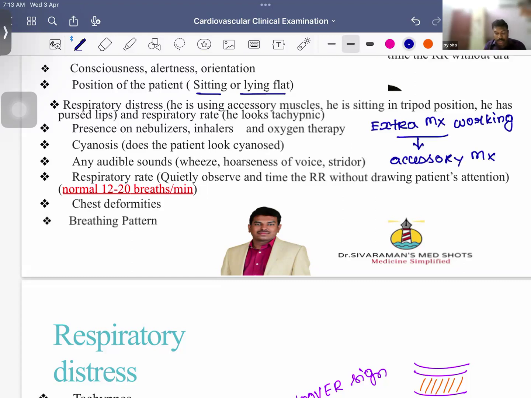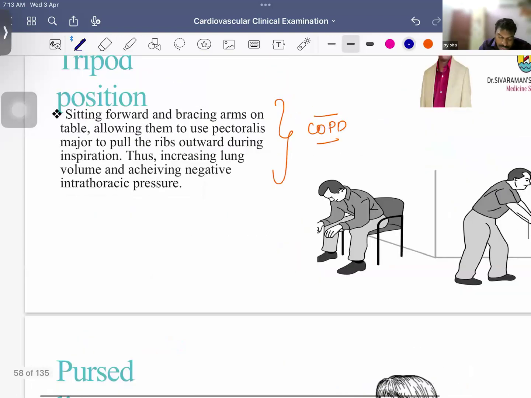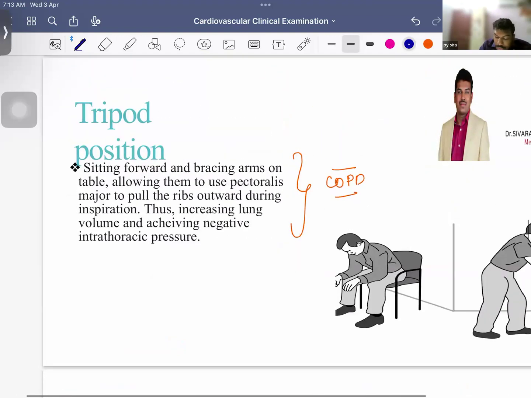Accessory muscles working out, you have to observe. Whenever the accessory muscles are working, the respiratory rate will increase to a little more than 20. That is a very, very important thing. These are important things which you have to observe in your patient. What are the few postures you try to assess in the patient?